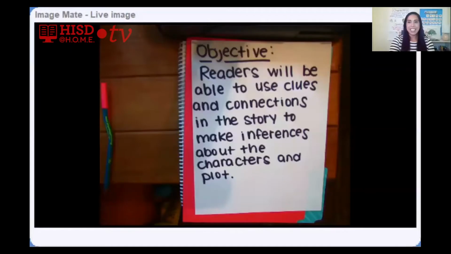So let's take a look at what we're going to know by the end of this session. The objective says readers will be able to use clues and connections in the story to make inferences about the characters and plot. Boys and girls, we learned that word last week, plot. Let's take a look at what that meant.